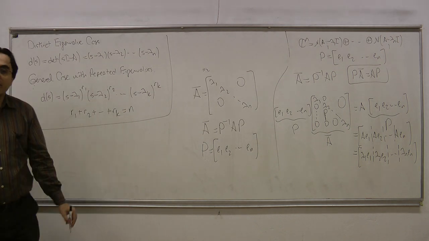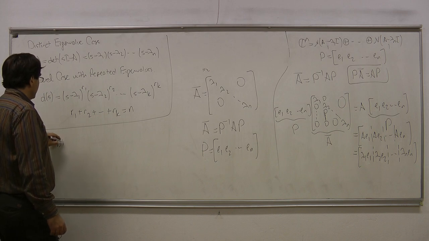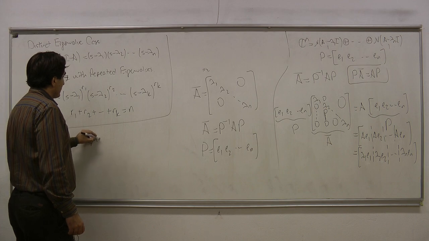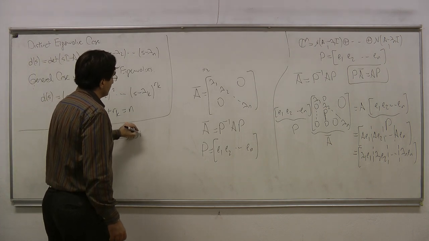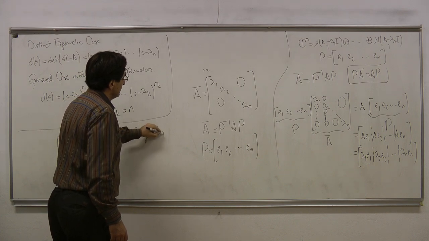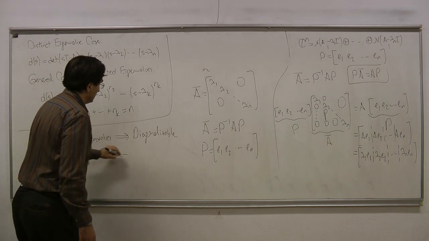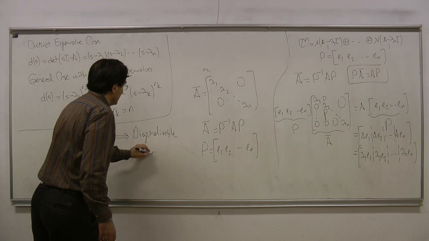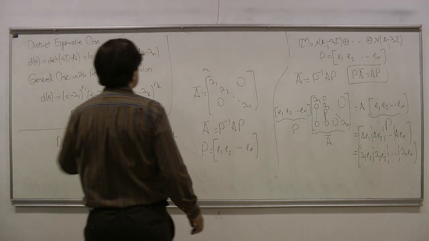So what did we see in this lecture? In this lecture, we have seen that if you have distinct eigenvalues, then the matrix is diagonalizable. So this is P implies Q. P is the statement: the matrix has distinct eigenvalues. Q is the statement that the matrix is diagonalizable. Okay?